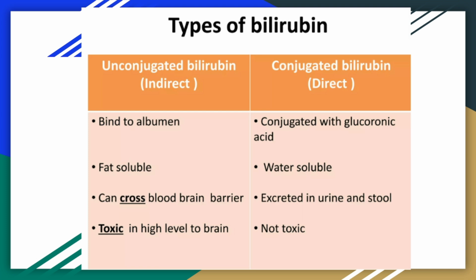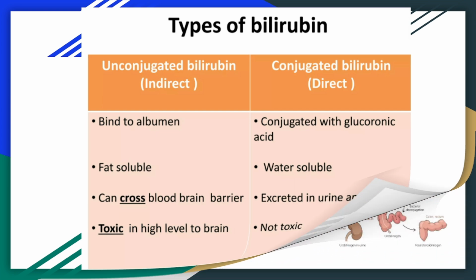Unconjugated bilirubin is bound to albumin and is fat soluble. Conjugated bilirubin is bound with glucuronic acid and is water soluble. Unconjugated bilirubin can cross the blood-brain barrier, so it is toxic at high levels, while conjugated bilirubin is excreted in urine and stool, so it is not toxic to the brain.